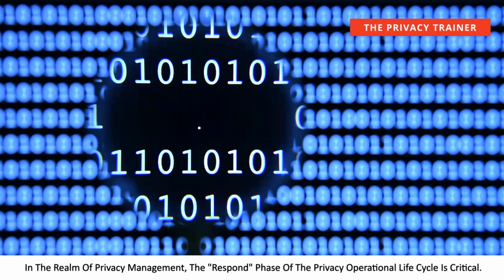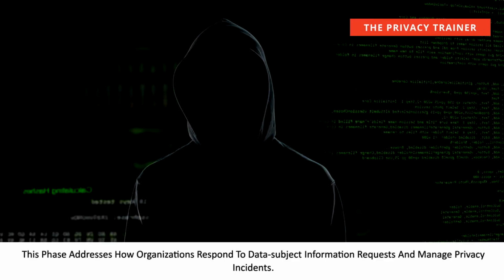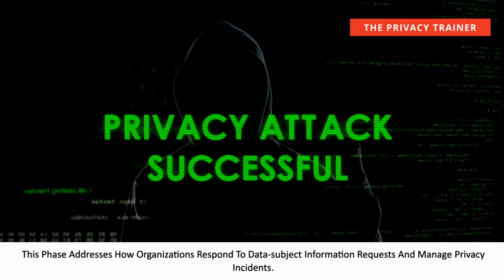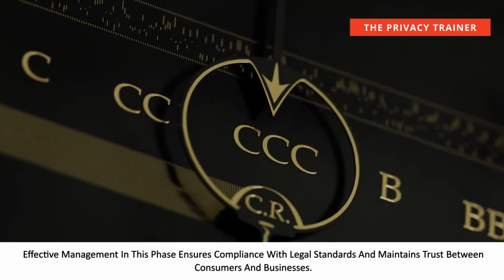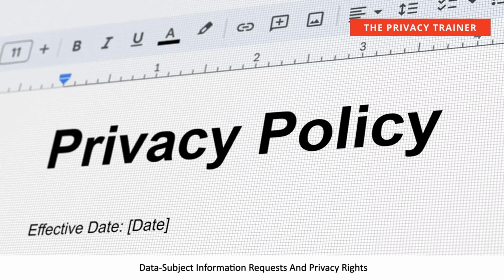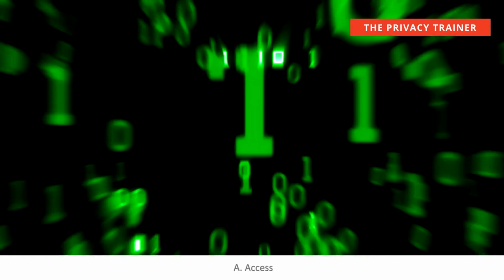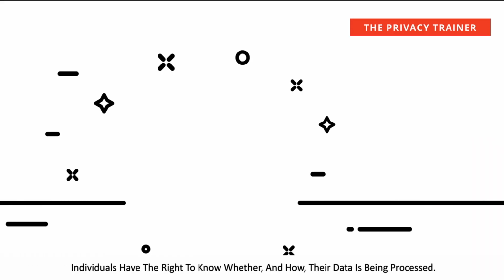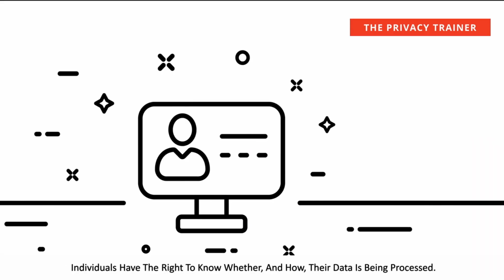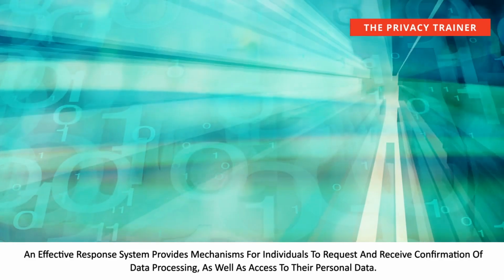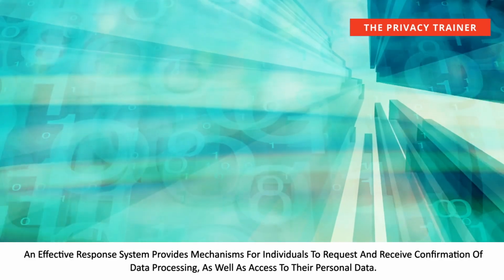In the realm of privacy management, the respond phase of the privacy operational lifecycle is critical. This phase addresses how organizations respond to data subject information requests and manage privacy incidents. Effective management in this phase ensures compliance with legal standards and maintains trust between consumers and businesses. Data subject information requests and privacy rights. A. Access. The right of access is fundamental. Individuals have the right to know whether, and how, the data is being processed. An effective response system provides mechanisms for individuals to request and receive confirmation of data processing, as well as access to their personal data.